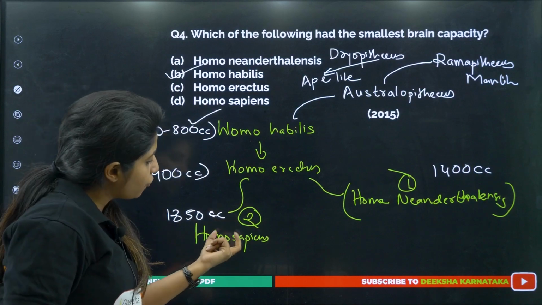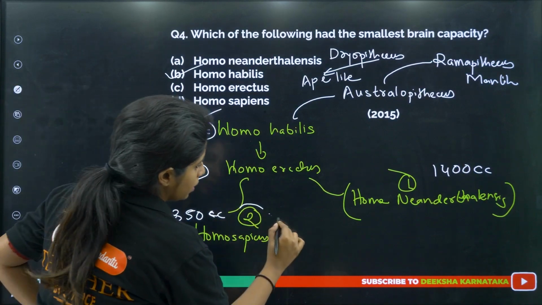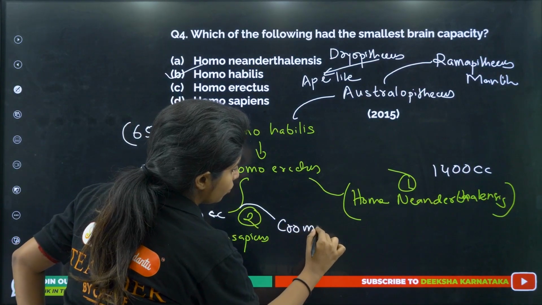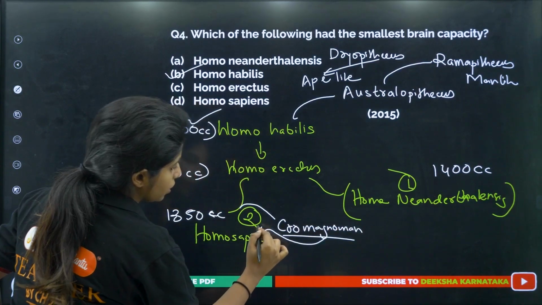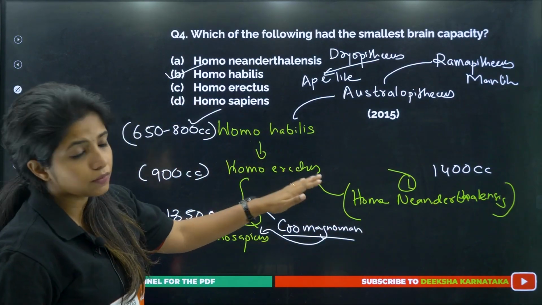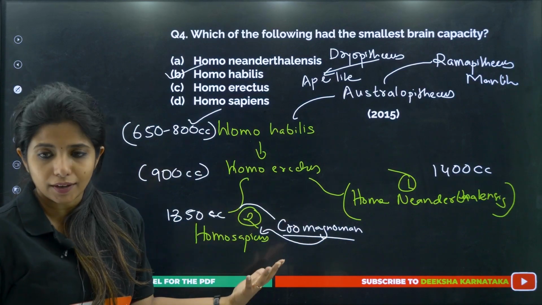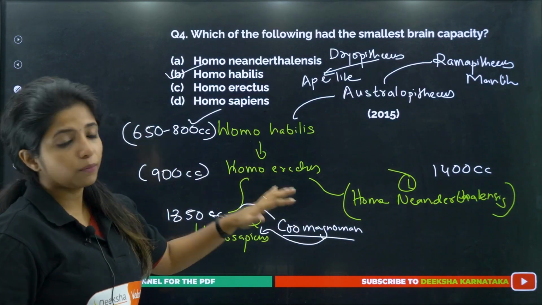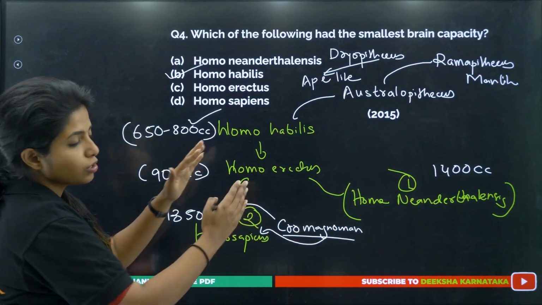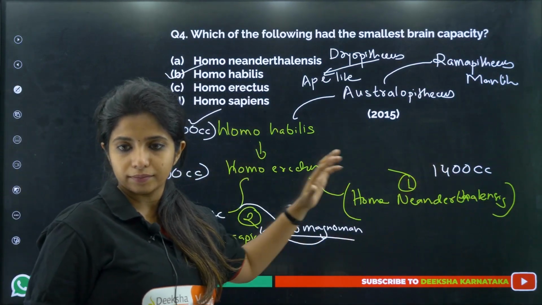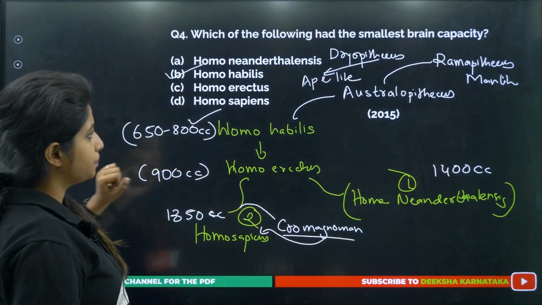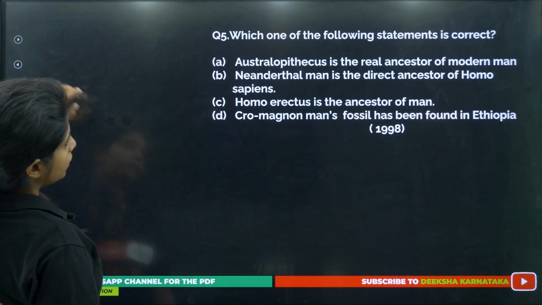Now instead of Homo sapiens, it is always written Cro-Magnon man. Please understand, it's the Cro-Magnon man which has given rise to Homo sapiens. There might be a lot of steps which are not included in your NCERT, but they are actually there, so you should know it. We Homo sapiens have come from Cro-Magnon man. Neanderthalensis are different.